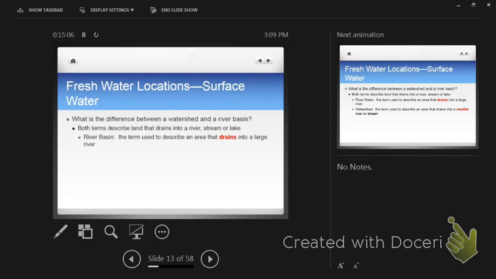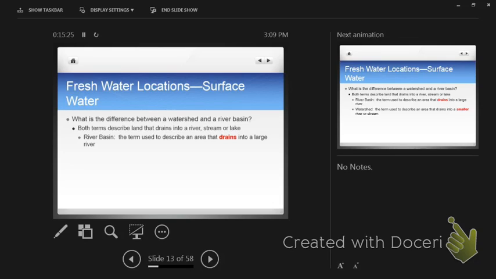Alright, this is video 2, and we're going to start talking about fresh water and where it's located around the earth and the different places and what terms we use to describe those places. And we're going to focus on surface water today, Thursday, Friday, and Monday.